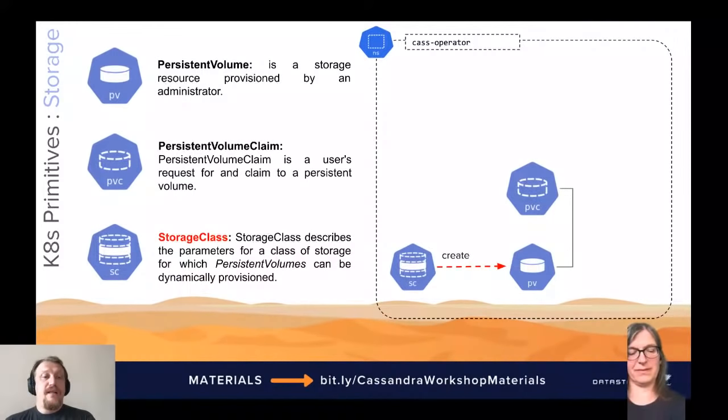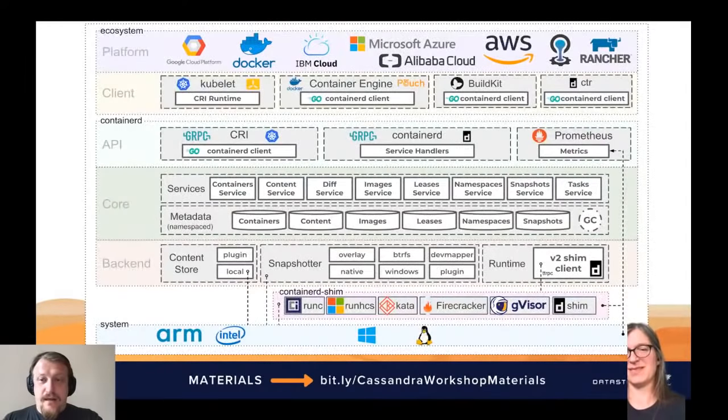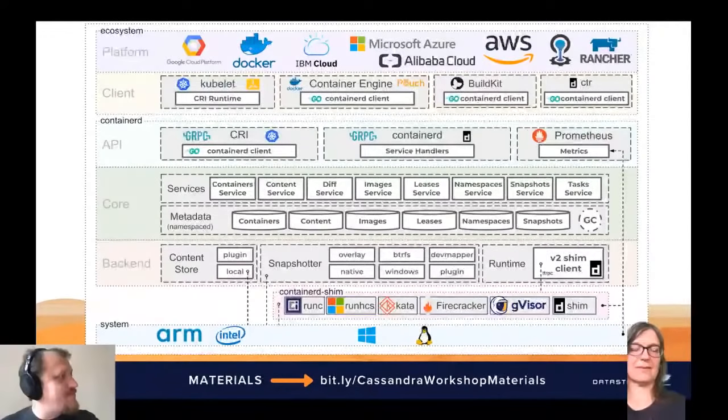And a storage class describes the parameters for a class of storage by which a persistent volume can be dynamically provisioned and delivered. Storage class is important because to run deployments for different clouds, for example, you may need to use different storage classes. When we speak of the ecosystem of Kubernetes and all the related technologies, it scares people usually when they see this picture, as it scares me.